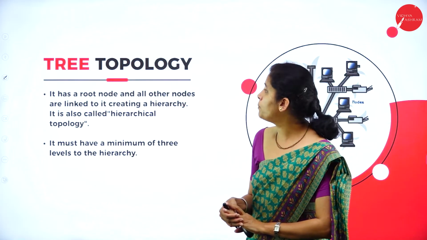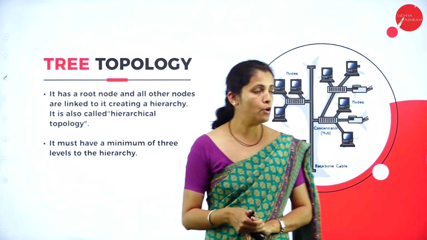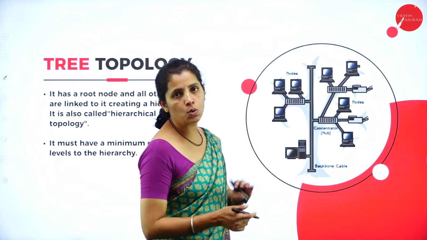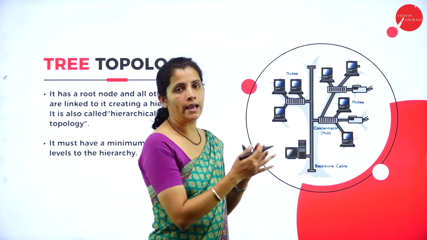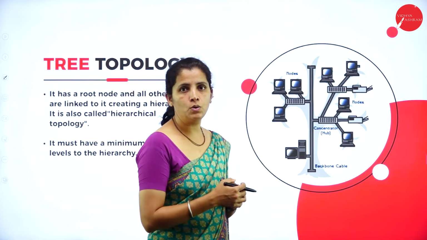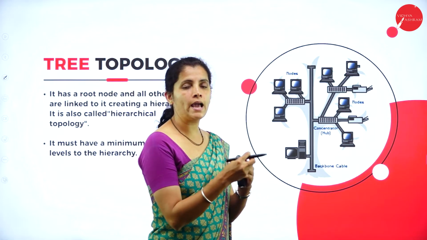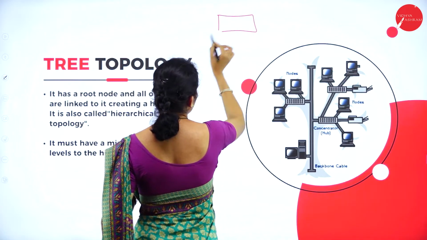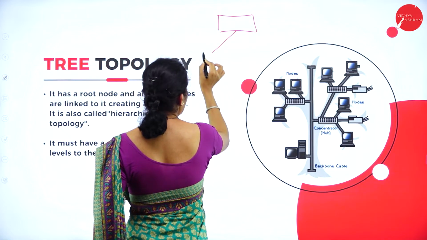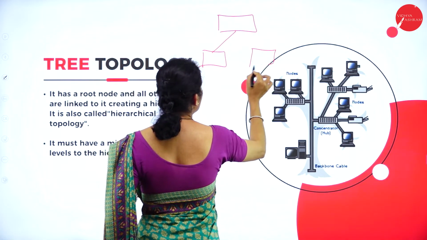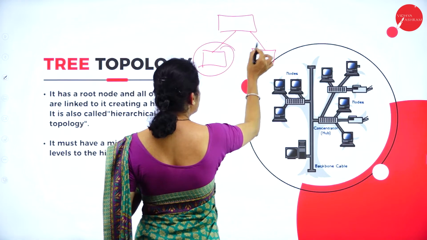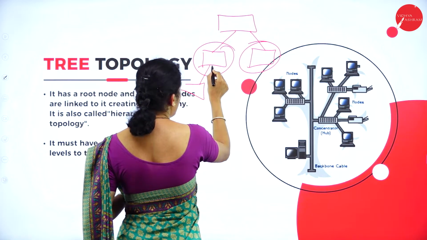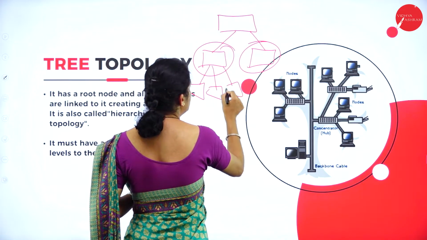Now I have tree topology. In tree topology, I am going to have the root node. From each root node, I can have parent nodes. From a parent node, I can have child nodes. For example, think that this is the root node. From this node, I can have two more nodes, and I am going to treat these as parent nodes, and from each parent node I can have n number of child nodes.